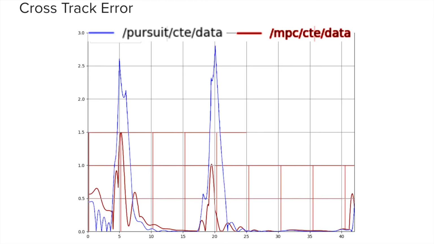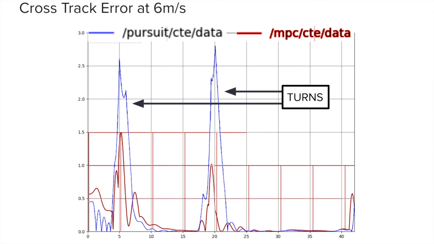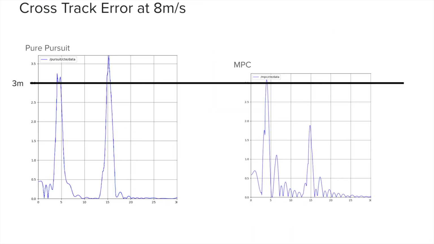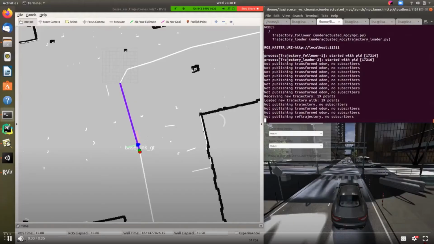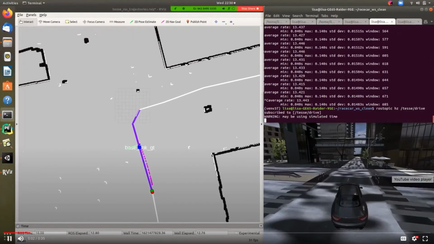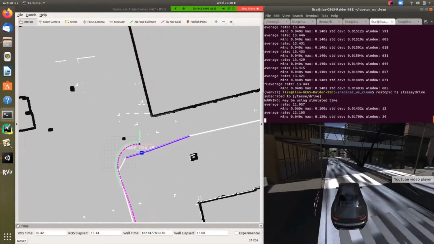And in this next slide, you can see from these plots that the MPC algorithm is able to keep the car much closer to the corners. Its crosstrack error is overall lower than the Pure Pursuit algorithm, both operating at 6 meters per second. When analyzing the crosstrack error of MPC and Pure Pursuit running at 8 meters per second, you can see that MPC generally still has a lower crosstrack error around turns. However, along the straightaways, it starts to oscillate pretty heavily. You can see in the video that it's still able to follow the trajectory without collisions.